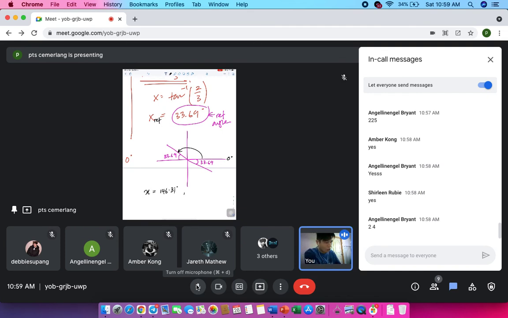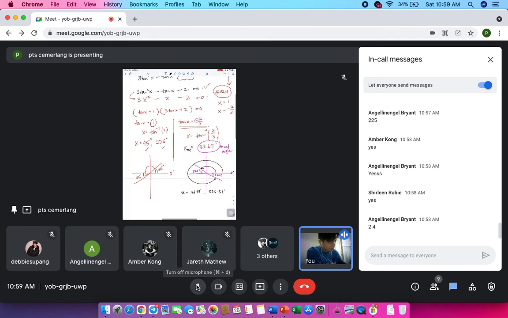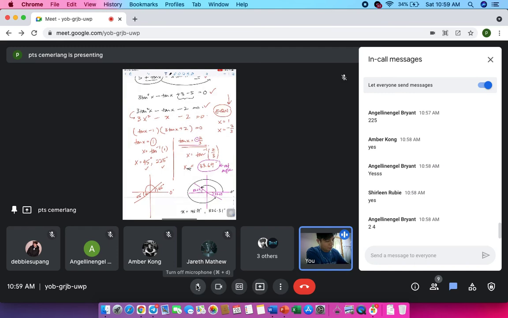Okay, and satu lagi jawapan which is from here go up until here. So 360 minus 33.69, you get 326.31. 326.31 degree. There you go. This is the final answer. So you have 4 answers. 4 jawapan kamu. Kamu ada 4 jawapan. 1, 2, 3, 4. Okay.